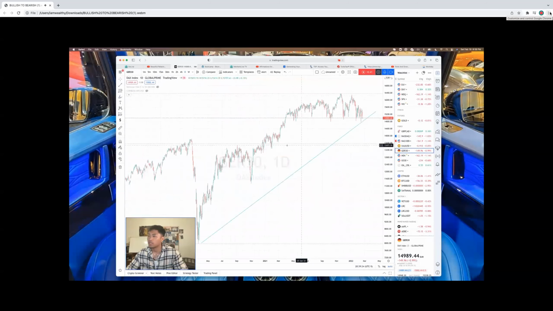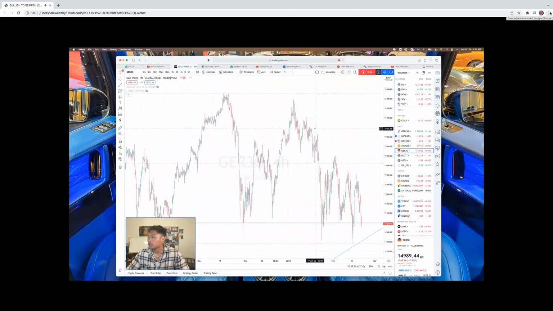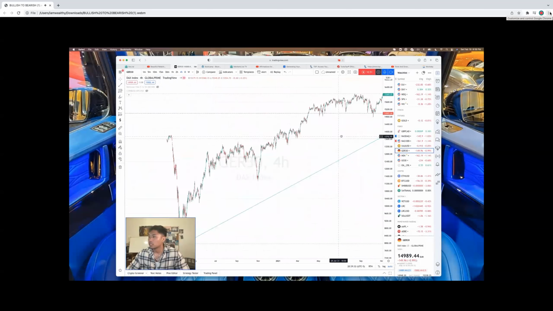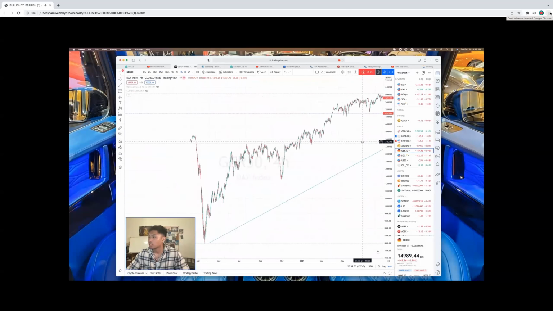But within this daily, if you go down to the lower time frame, you guys can already see what was happening. On the lower time frame, you can see more of what's truly happening in this market.